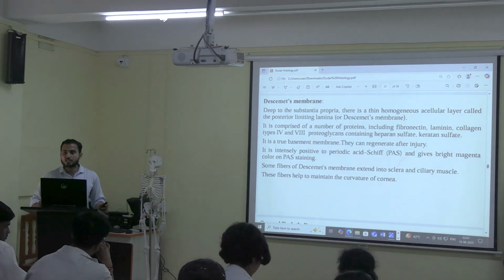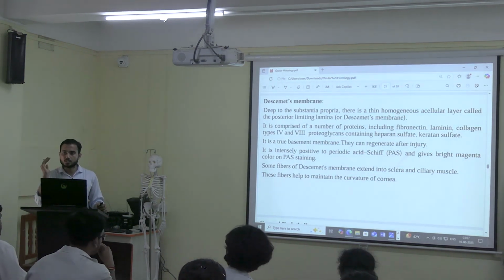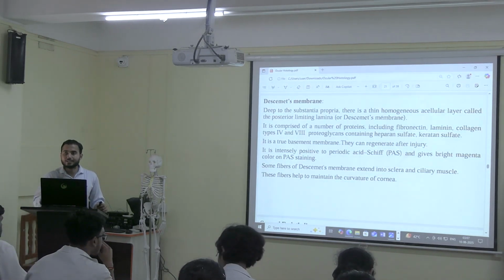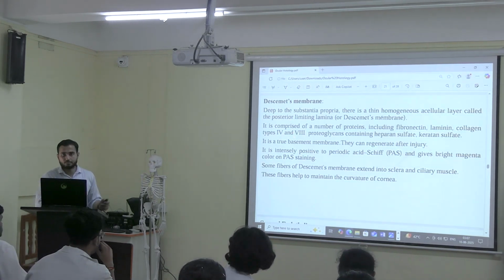As I mentioned, what is the shape of the cornea? Convex in nature. Cornea जो होता है convex होता है. तो इसका जो curvature है, that is maintained by this Descemet's membrane.